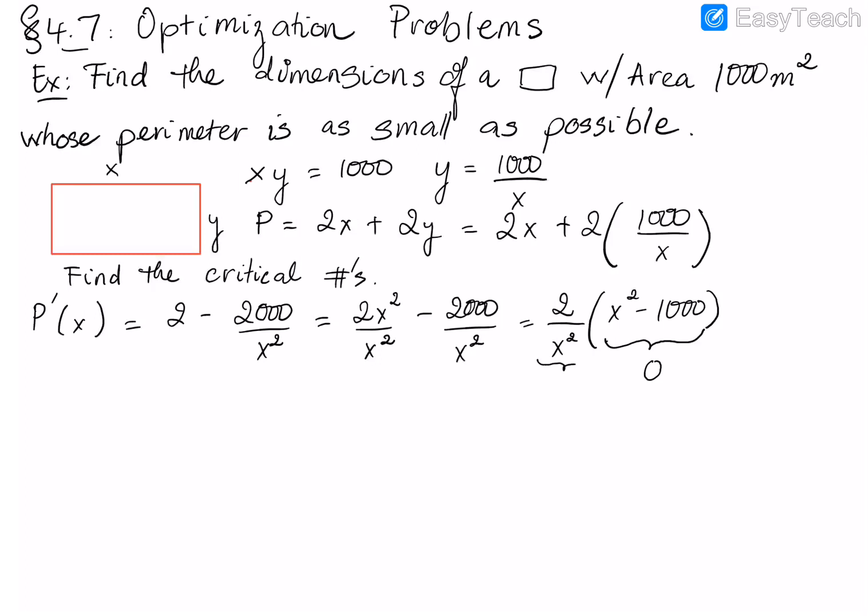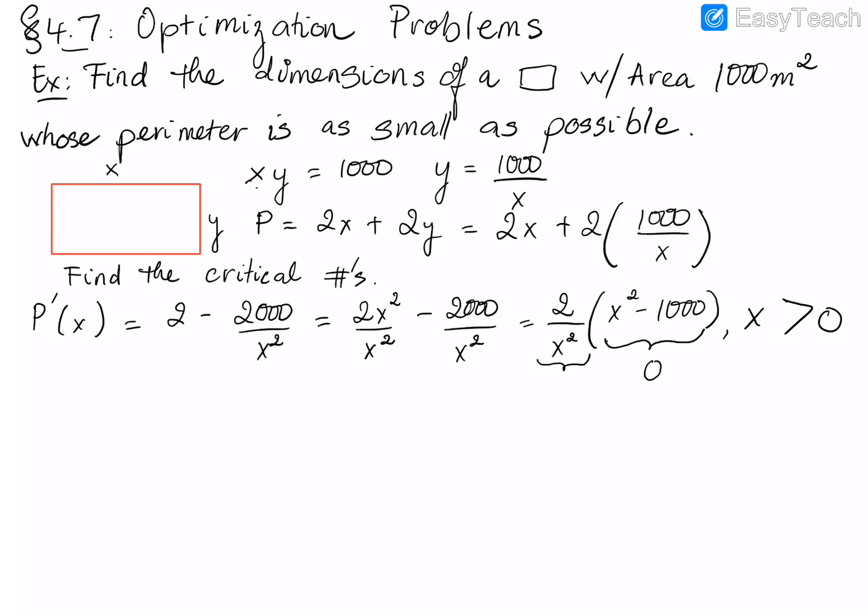If this one is undefined, then we also have a critical number. However, in order to make it undefined, x equals 0. But we do not want x to be 0. x has to be positive, right? Why is that? Let's face it, it's the length. The length cannot be 0. If the length is 0, there's no way you can get 1,000 for the area. So x cannot be 0, and y cannot be 0.